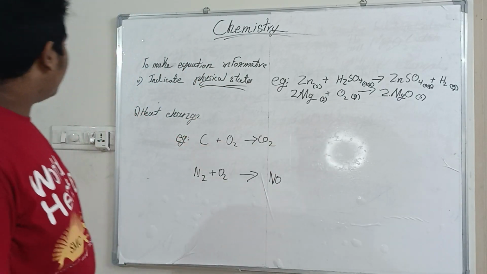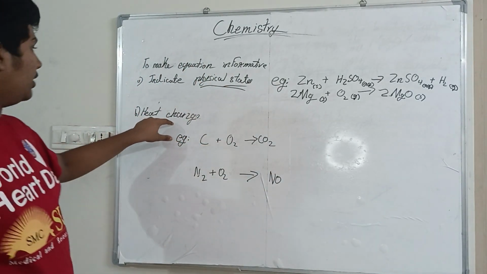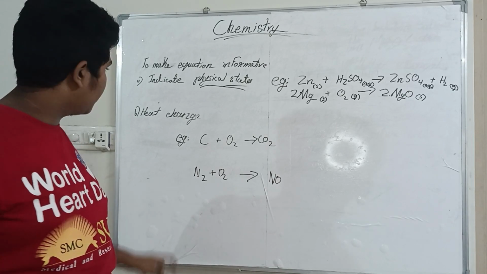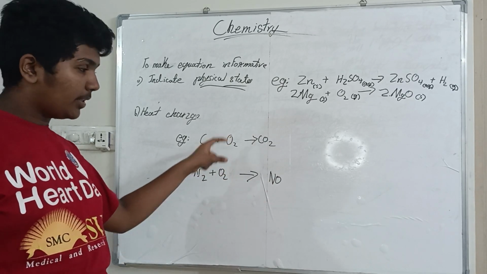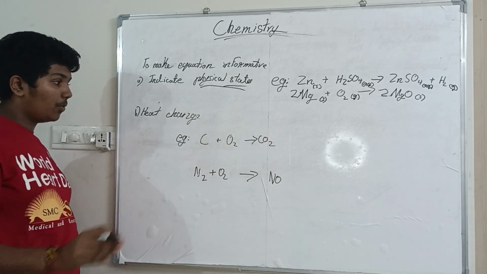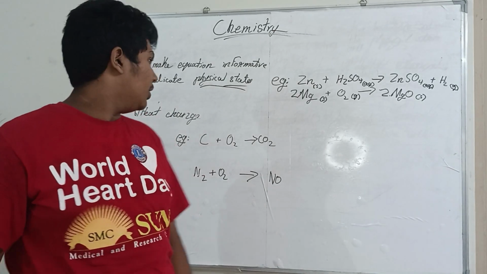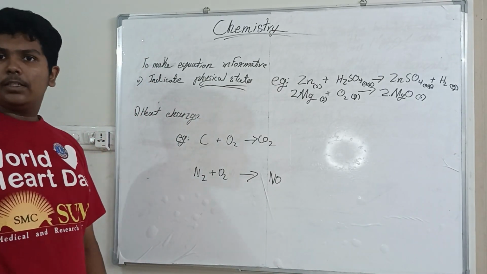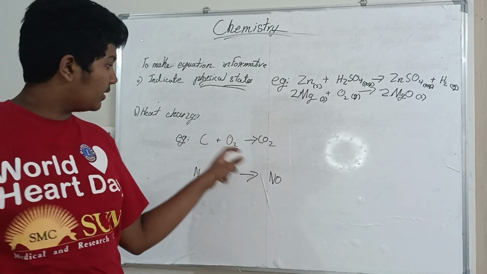So now next is heat exchange. So here are the two examples. C plus O2 gives you CO2. So first we will do the balancing, right?